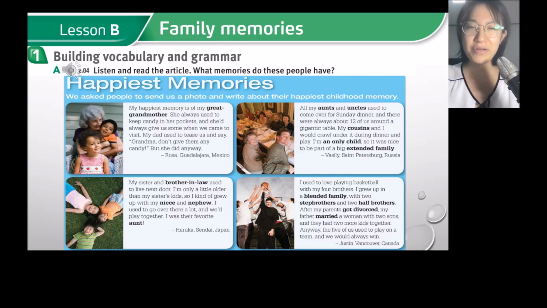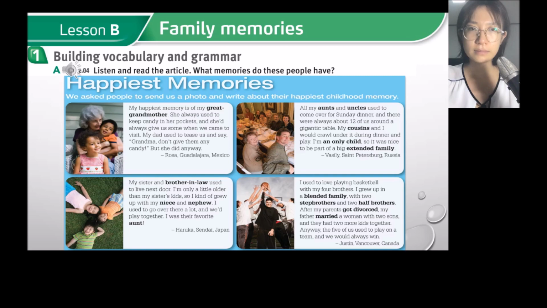Okay, so now are you ready to listen and read one by one? Okay, now let's start. Page 36. Lesson B. Family Memories. 1. Building vocabulary and grammar. A. Listen and read the article. What memories do these people have?